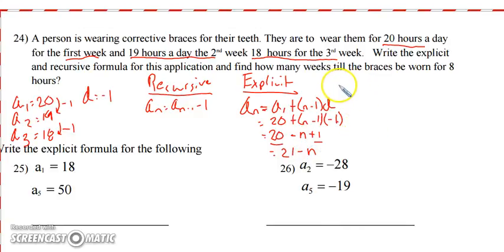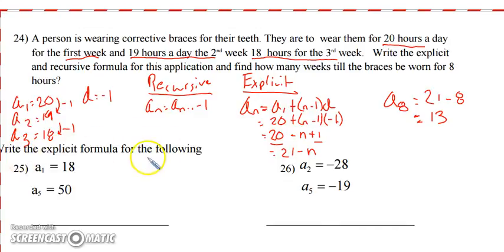Now, we want to know how many weeks it's going to be when she's doing 8 hours. So let's say A8 equals 21 minus 8. We get 13. Put in 8 for n, so 13 weeks, right? So yeah, there you go. Let's keep going.